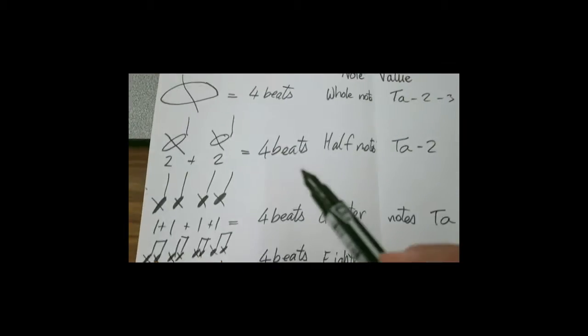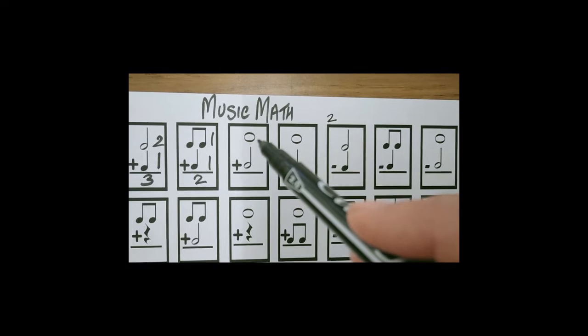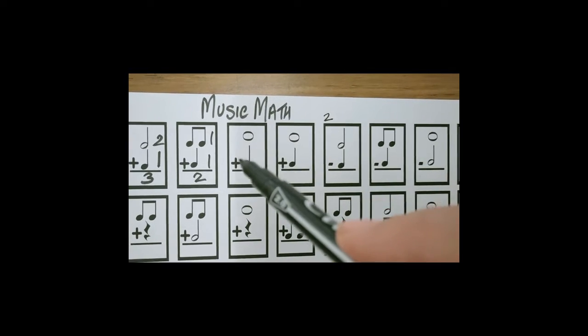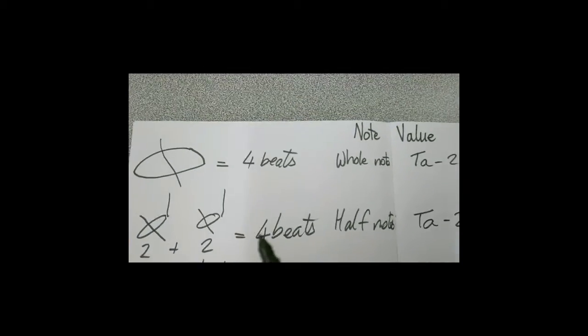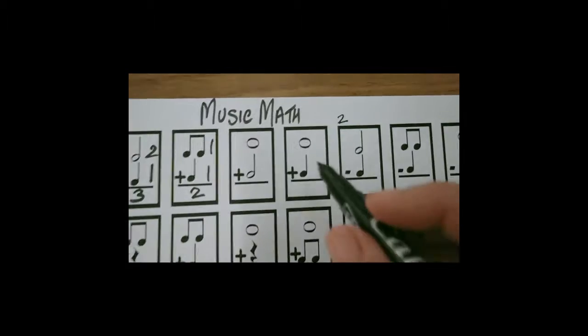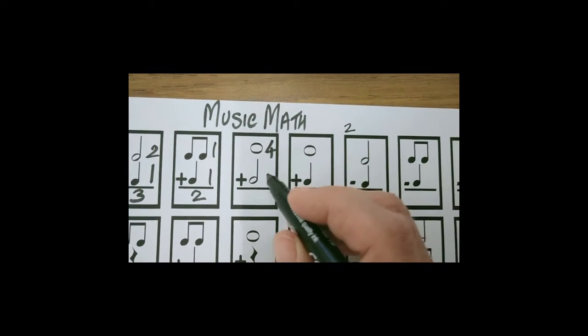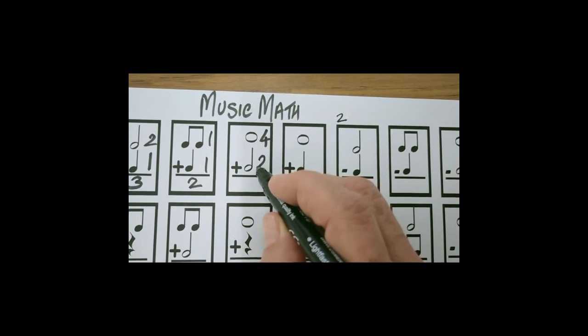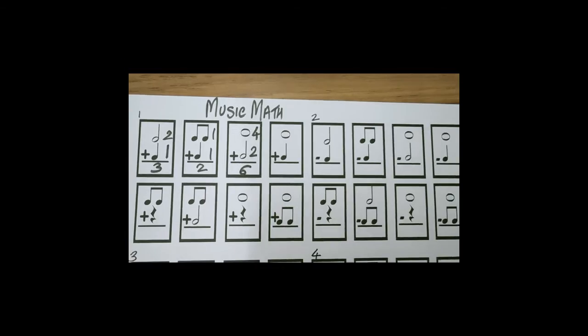Okay, let's move along. The next one is a whole note. And we know it's a whole note because it does not have a stem. It is just a circle. And we know that a circle is 4 beats and it is called a whole note. So a whole note is worth 4 beats. And we know that the half note is worth 2 beats. So 4 plus 2 equals 6 beats.